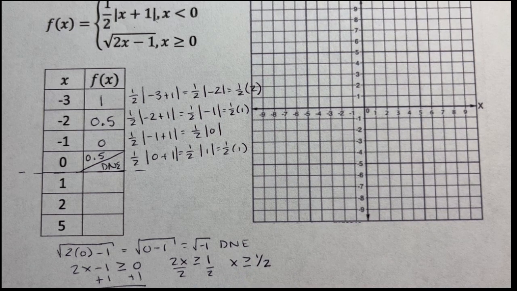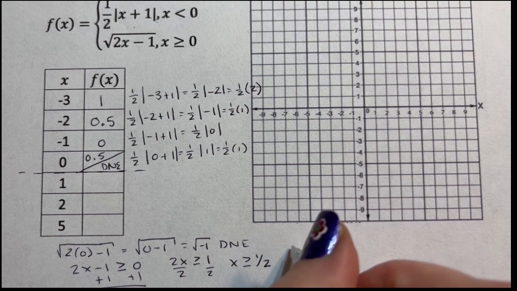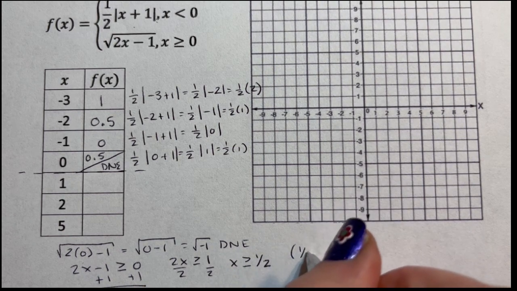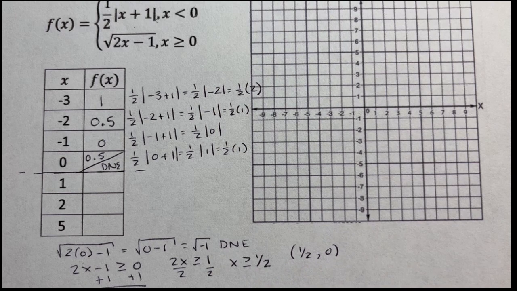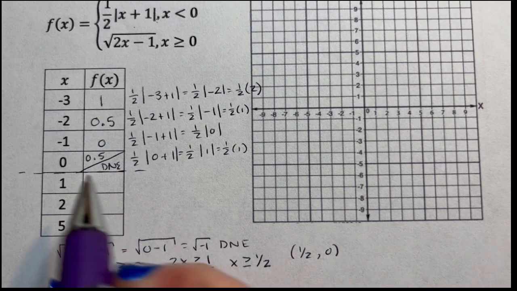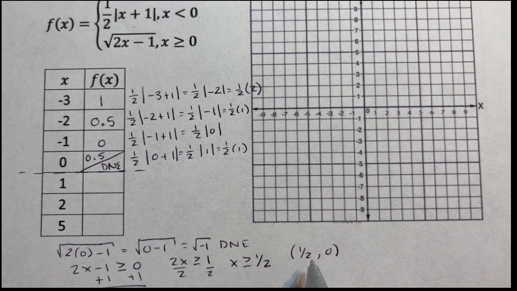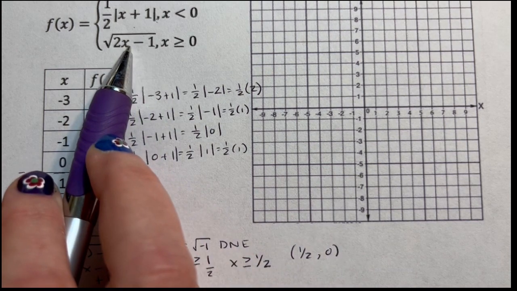Okay, so if x is 1/2, since we did this for 0, that means (1/2, 0) is a point. So I don't have a 0, but I have the (1/2, 0) that I could plot. It gives me another point to graph and a starting point for this graph.